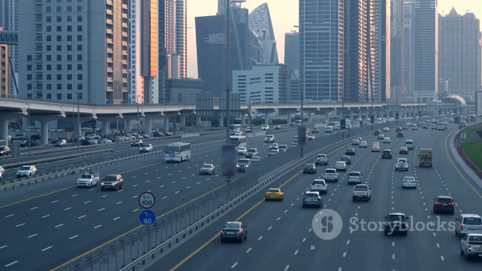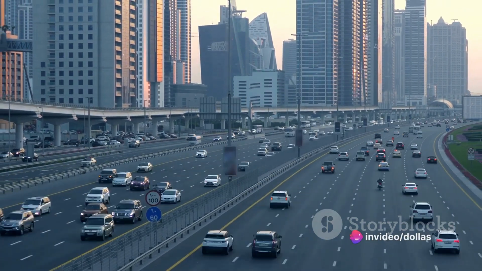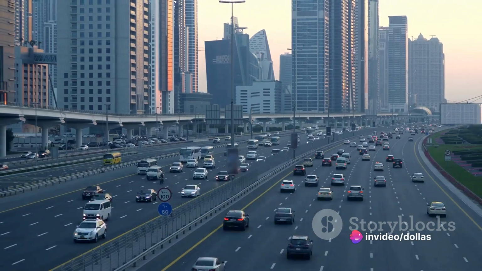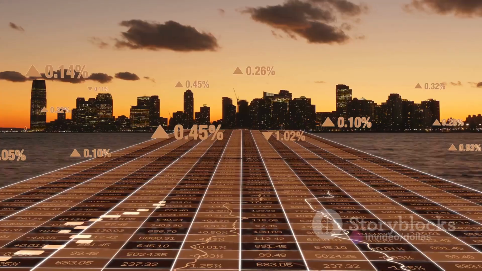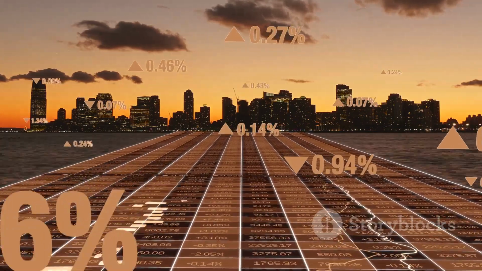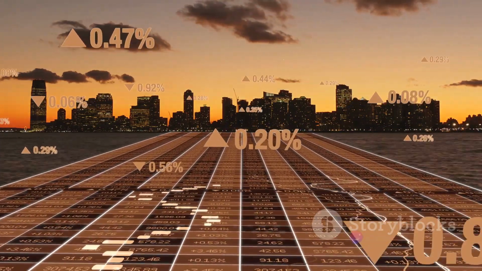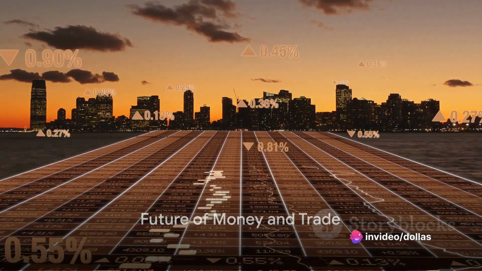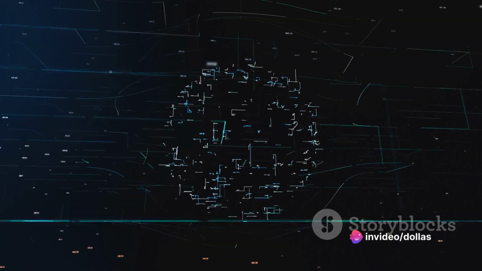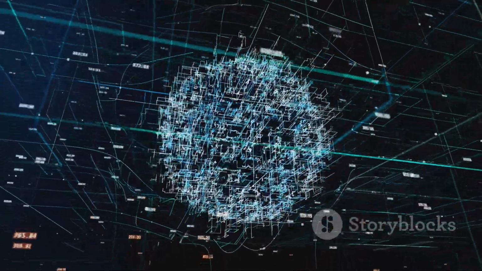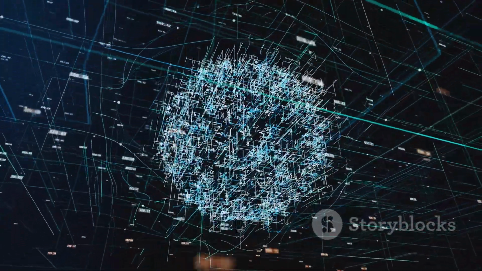Despite these challenges, the rise of digital currencies signifies a significant shift in our understanding and use of money. It's a step towards a more globalized and interconnected economy. As we move further into this digital age, it's likely that we'll see even more changes in the way we trade and use money. From bartering goods to trading digital currencies, the journey of money and trade reflects our ever-evolving society. It's fascinating to ponder what the future holds for this integral aspect of human civilization.